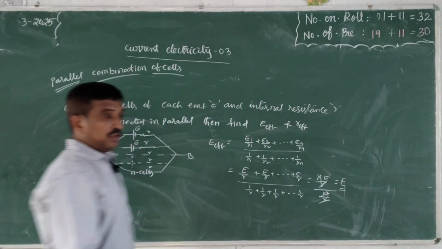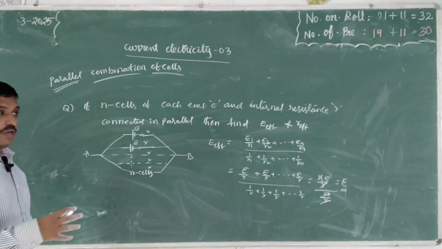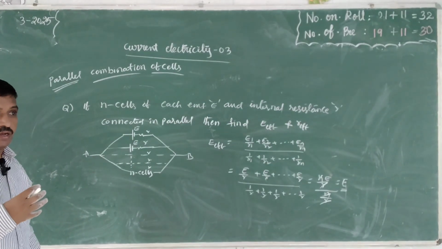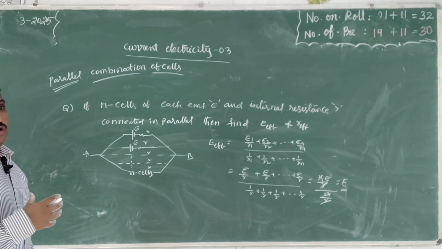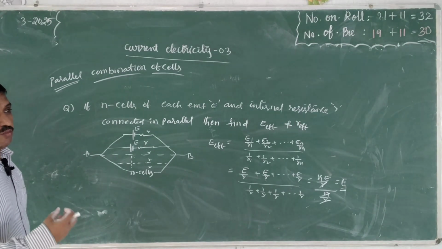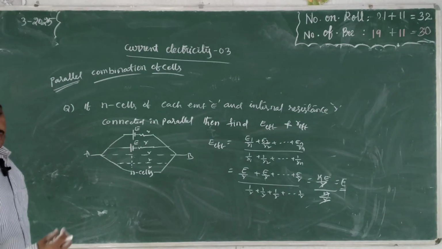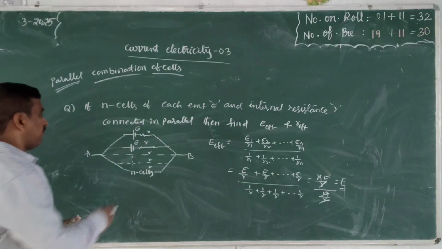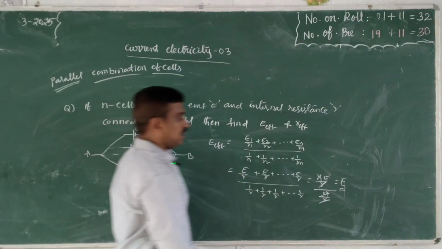So when cells of the same magnitude are connected in parallel, the net EMF is the EMF of each cell, that is, the EMF of one cell, which is E.